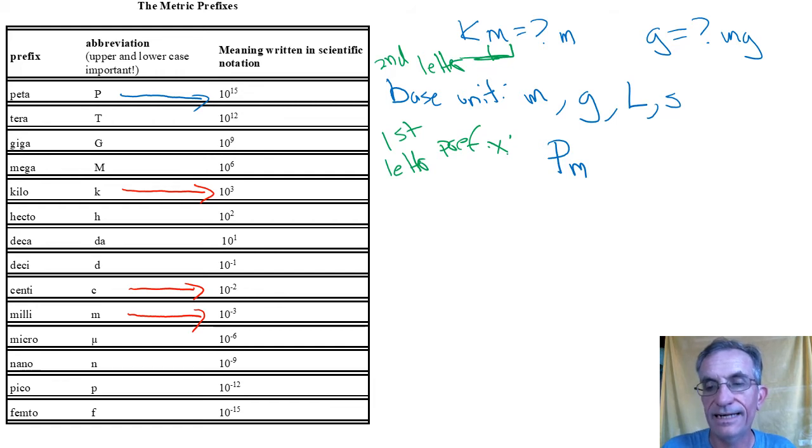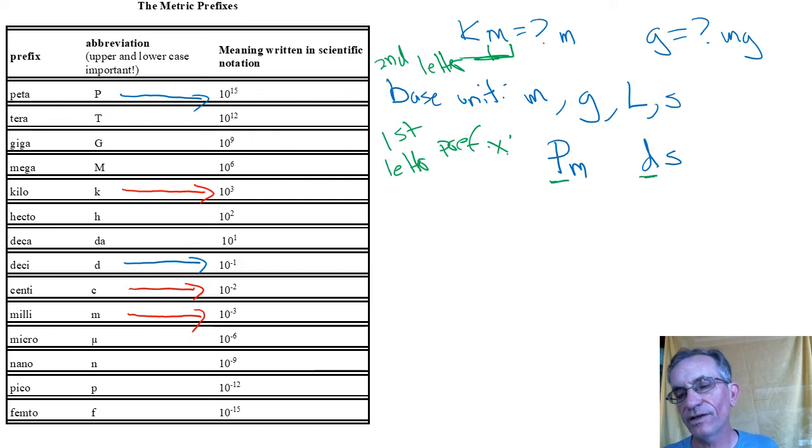So if there's two letters, the first letter is the prefix. It could be like, I don't know, DS. What is DS? D is deci, and then the S would be seconds. So the first letter is your prefix. Now, if there's only one letter, that's just the base unit. It's just regular meters or regular grams. But if there's two letters, the first one is the prefix, and the second one is the main unit.